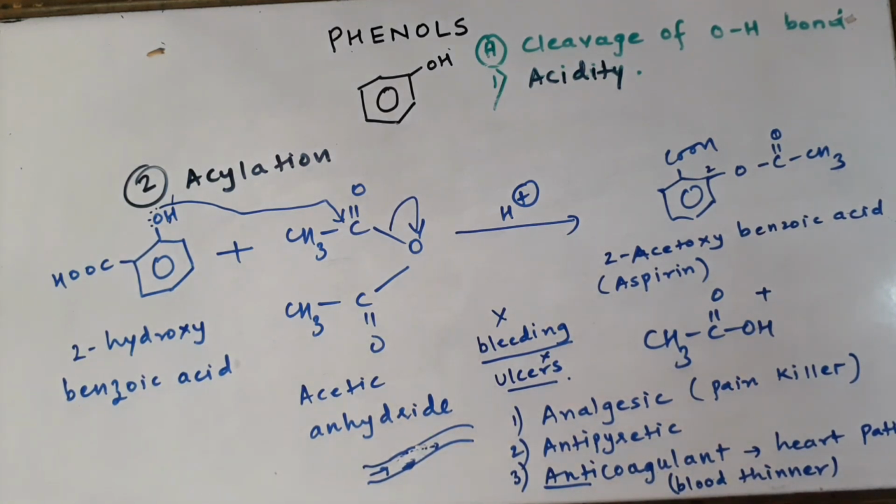So children, today we have finished a very important topic, the first topic of phenols, that is which bonds are going to break. We have seen the OH bond breaks, and we talked about two important reactions, the first talking about acidity and the second talking about acylation. So that's the end of this video now, and in the next video we are going to see the second type of reactions of phenol, where we will talk about the electrophilic substitution reactions of phenol.